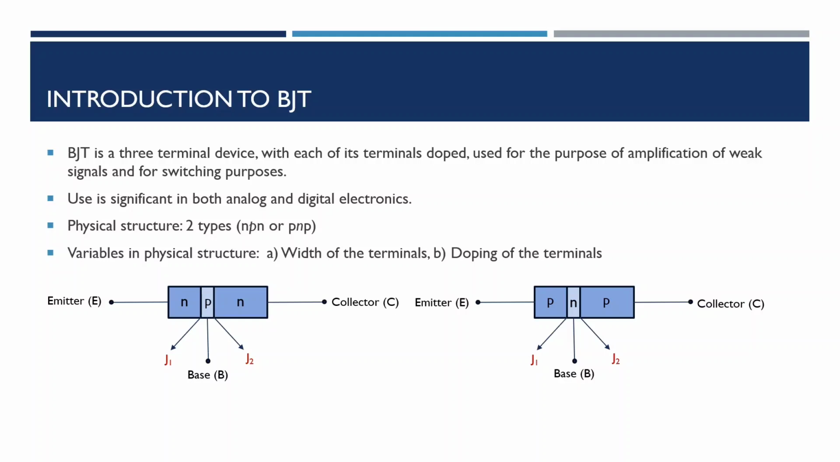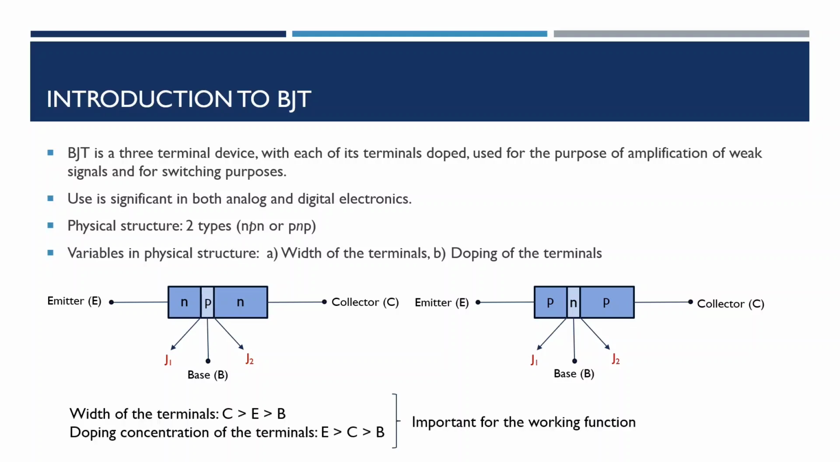Now, for this device to work, it is necessary that the width of the collector terminal is greatest and that of the base is lowest, while the doping concentration of the emitter terminal must be highest, with that of the base being lowest. These are very important to remember as we look into the working principle.